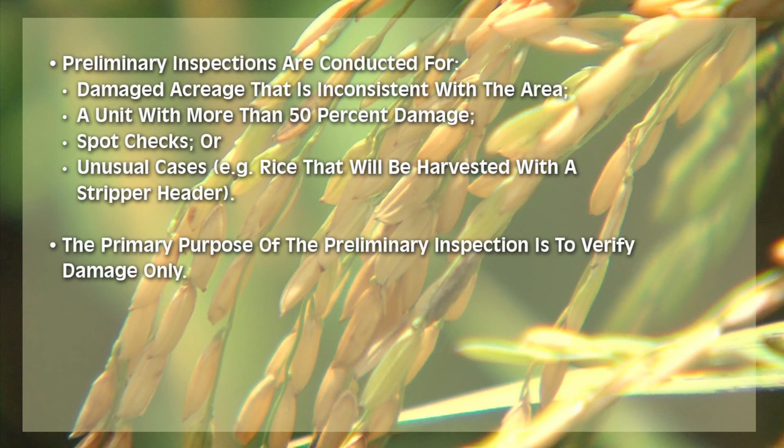Preliminary inspections are conducted for damaged acreage that is inconsistent with the area, a unit with more than 50% damage, spot checks, or unusual cases. For example, rice that will be harvested with a stripper header. The primary purpose of the preliminary inspection is to verify damage only.